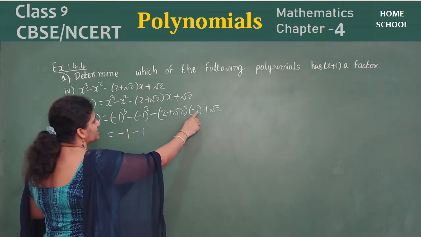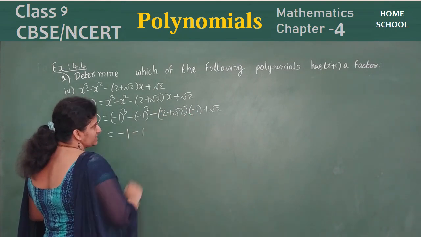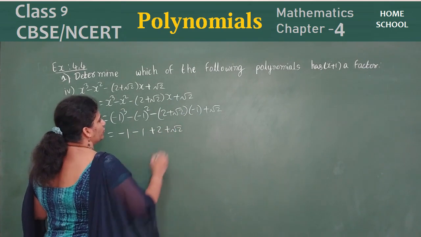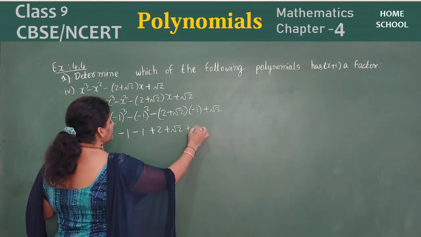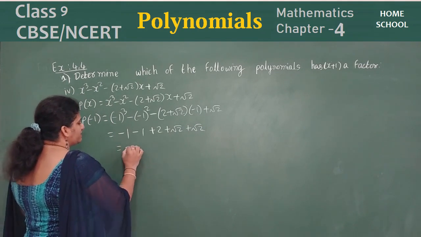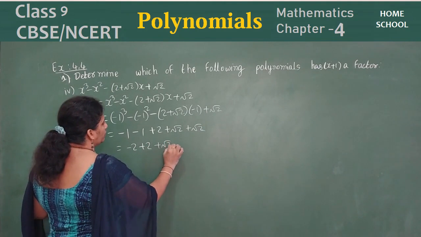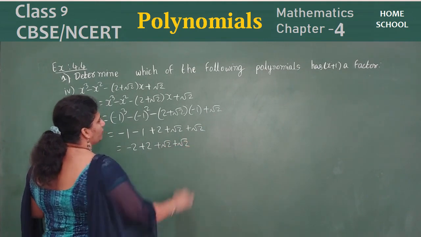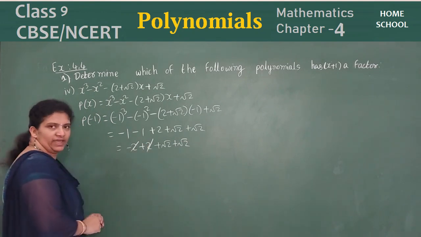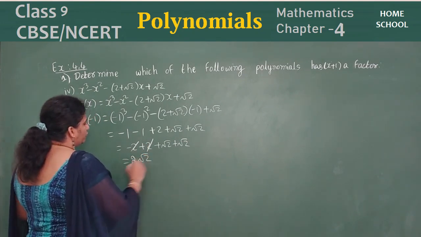Then here minus and this minus, if you multiply, what happens? Plus sign you are going to get. So directly you can write 2 plus root 2. And now plus root 2. So now minus 1 will be minus 2 plus 2 plus root 2 plus root 2. Okay. So now again 2 and minus 2 will be cancelled. Root 2 plus root 2 will be 2 root 2.